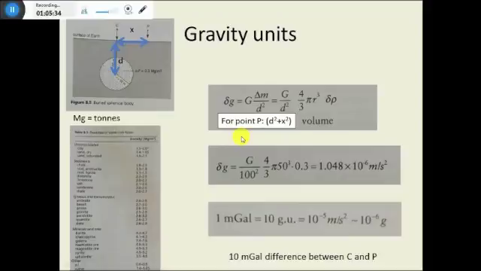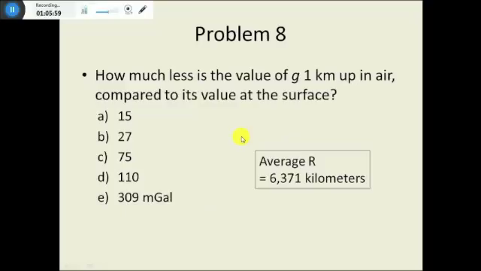So in this equation above, if I put in some values here, and I calculated a 10 milligauss difference between C and P, it was actually 1 times 10 to the minus 6 meters per second squared. So we're looking, like I said, at very small changes in G. How much less is the value of G 1 kilometer up in the air compared to its value at the surface? Now I just want you to get some experience with the milligauss. So what is the value of G 1 kilometer up in the air compared to the surface of the Earth? Actually exactly the same as the problem we did earlier.